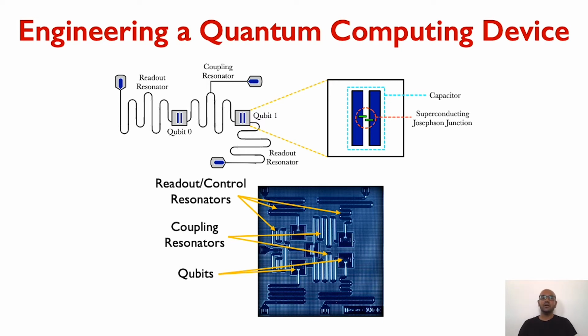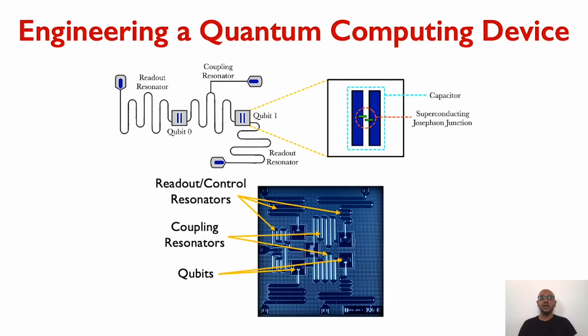We see that the 2 qubits have readout and control resonators which supply a microwave tone at the frequency of the qubit in order to apply a desired superposition. And the 2 qubits are also connected with each other using the coupling resonator, and this resonator can apply microwave tones which can entangle these 2 qubits.